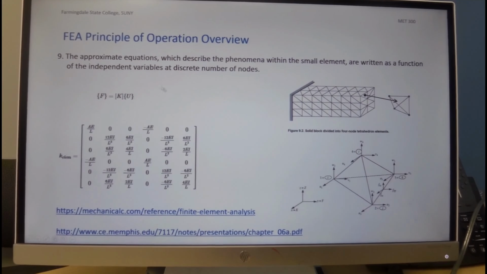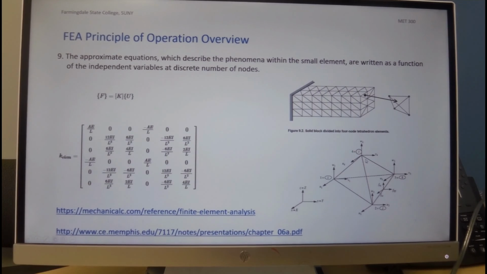The solution is based on the equations which are linearized within each one of these elements. Each element has a certain number of nodes. There are many types of elements. This is a tetrahedral element that has 4 nodes representing a solid object.